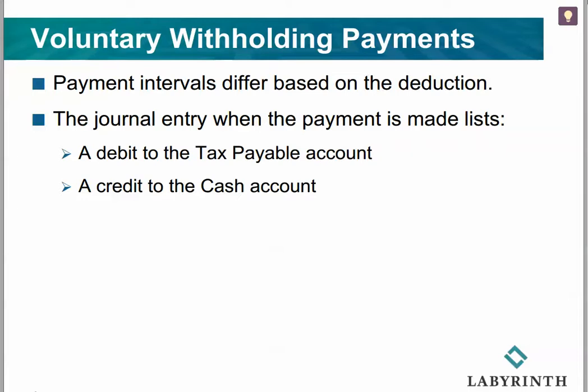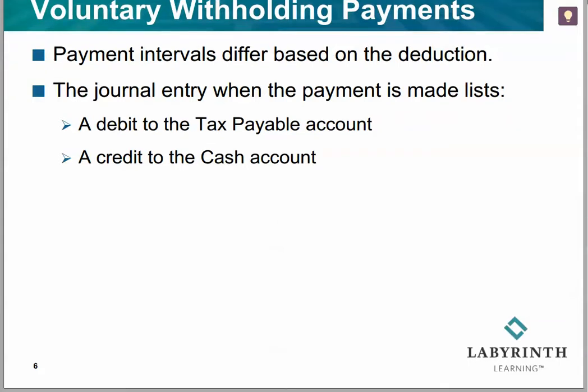Now, one thing that I forgot to mention in the last video had to do with when we pay any of these payments, whether they're voluntary or not. We debit the liability account and we credit cash. That's always going to be the case. So I just want to touch on that, but I think you guys can figure that out. You guys have done lots and lots of journal entries.